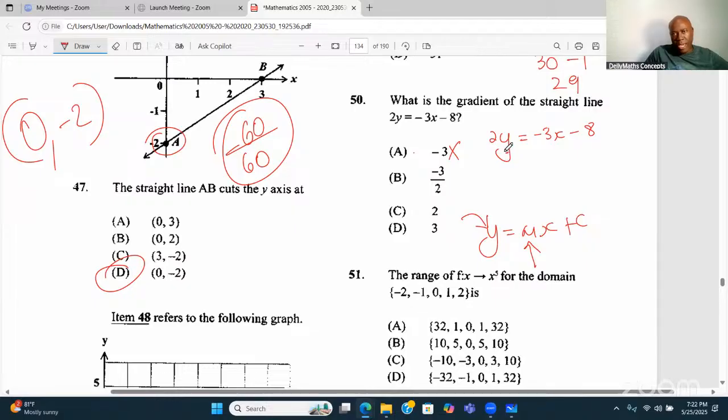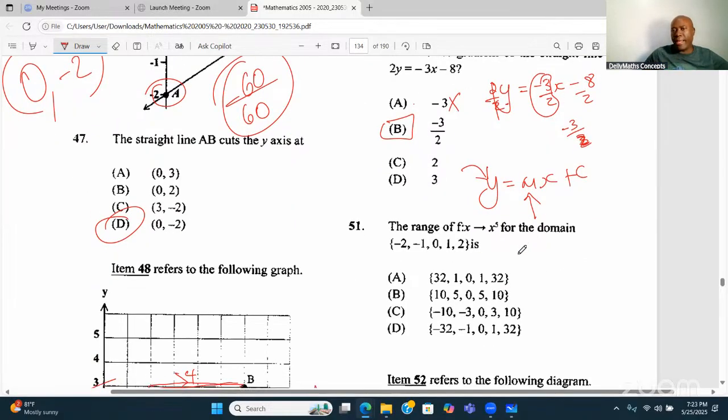So you got to say, okay, for 50, you divide everything by 2 first. When you divide everything by 2, the gradient becomes -3 over 2. And you're looking for that number 50. It is a B. So you have to be careful. Remember, you can only pick your y-intercept as well as your gradient when the y is alone, right? So you do the regular math right there.